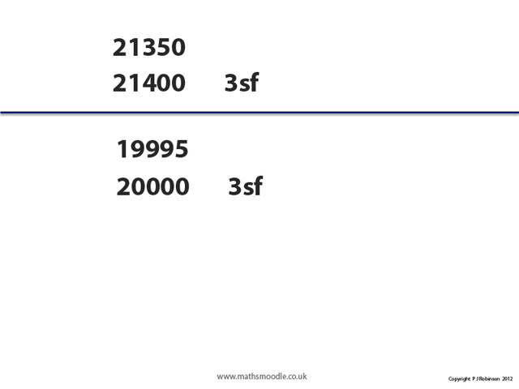Rounding this to two significant figures would give us the same result, as the first two significant figures are 1, 9, and the third is also a 9. Therefore we would round this up to 20, giving 20,000 again.